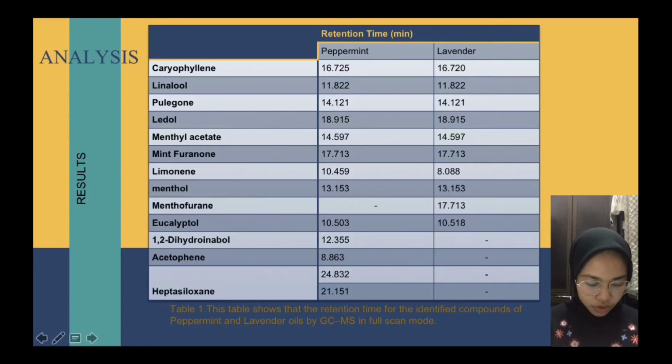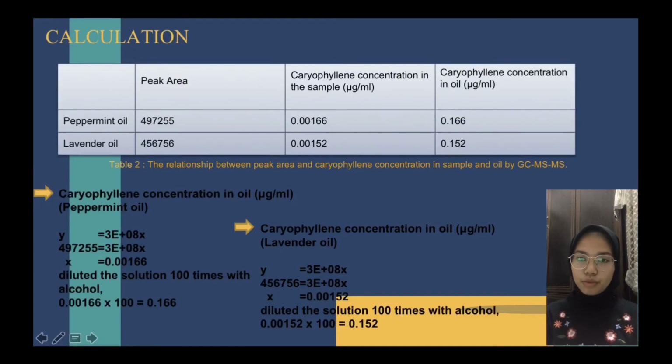And for 1,2-dihydronibal, we get 12.355, but for lavender we don't get any value. Also for acetophen and heptacillosine, they don't have any value for lavender, but they have a value for peppermint, which is 8.863 for acetophen, 24.832 and 21.151 for the heptacillosine.